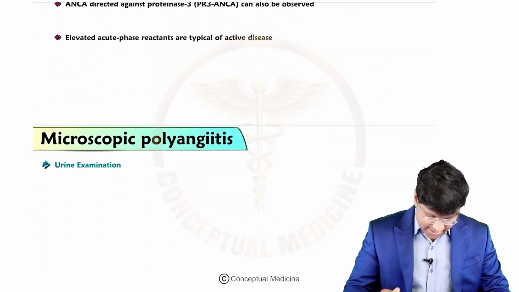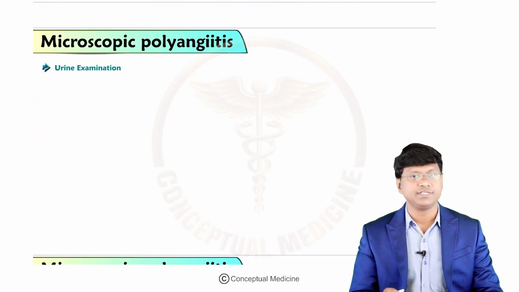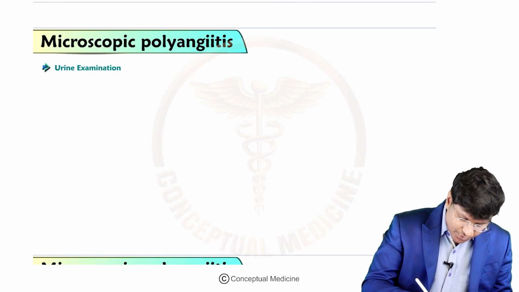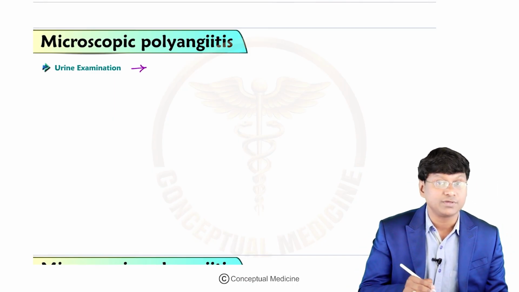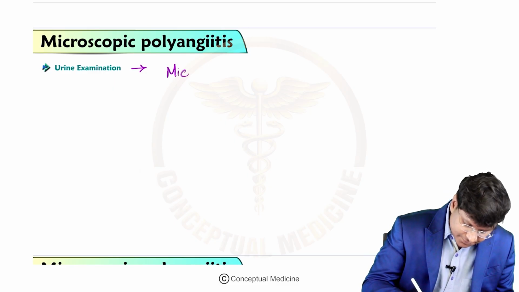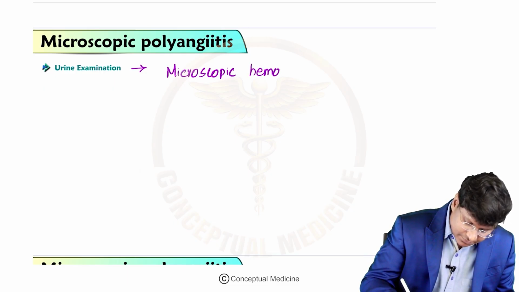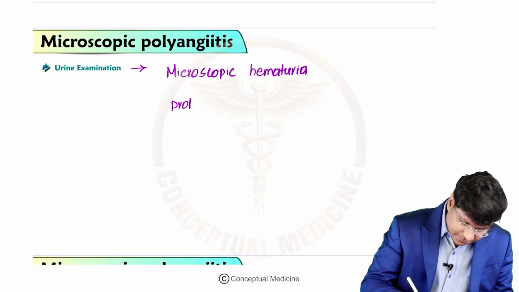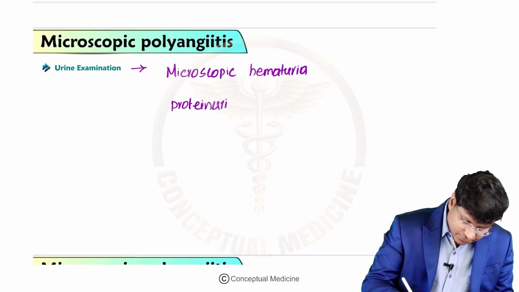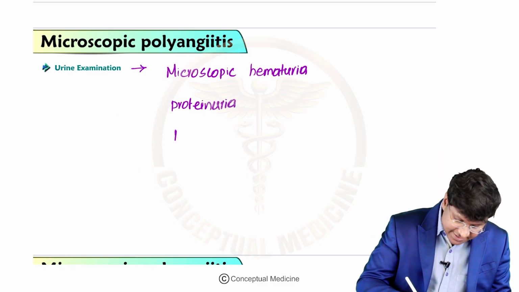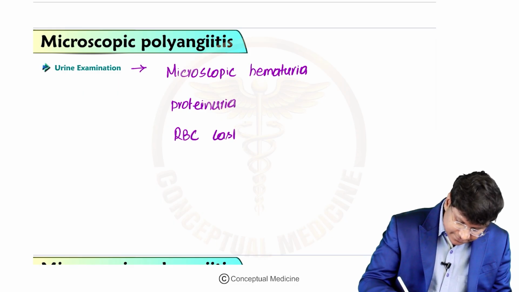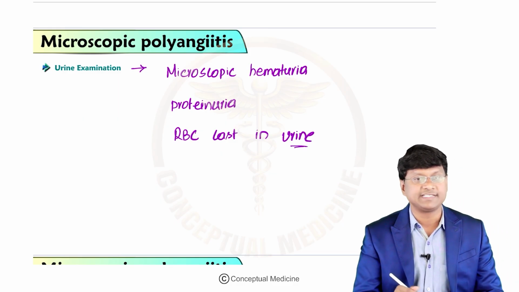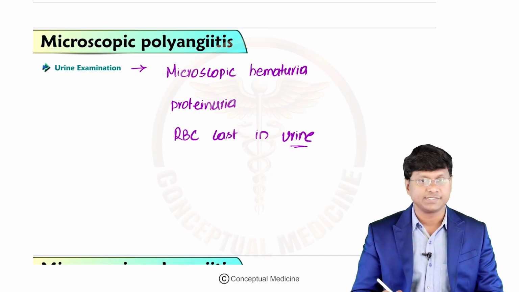Next, if you do a urine examination in patients with microscopic polyangiitis, the urine examination will show the presence of microscopic hematuria, and there can even be proteinuria, and there is presence of RBC casts in the urine. So this is the urine examination in patients with microscopic polyangiitis.